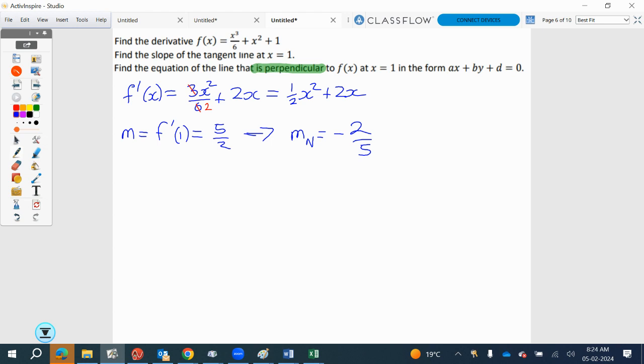So next up, we need to find the value of y. The value of y is f of 1. Take care at this point. Where are you putting the 1? You're putting it into the original function. The original function gives us the y value. The derivative gives us the gradient value, the m. So we want the original y value. We put it into this. We get 1 over 6 plus 1 plus 1.